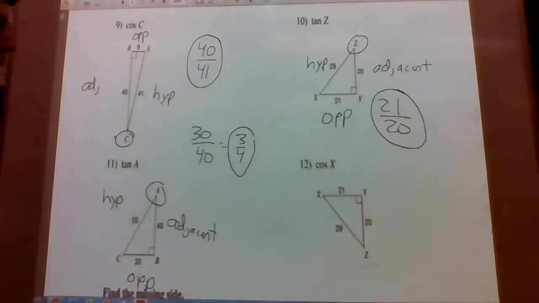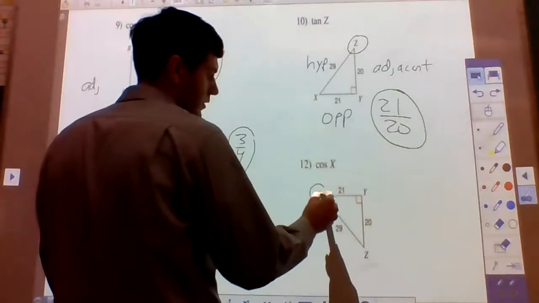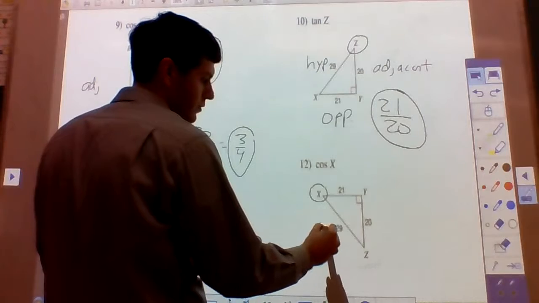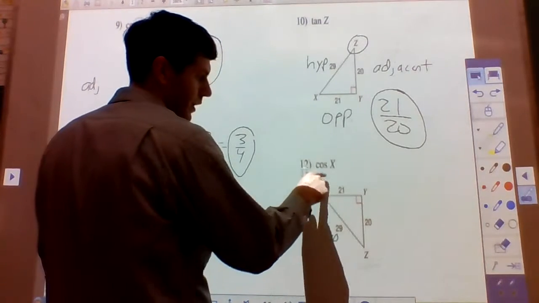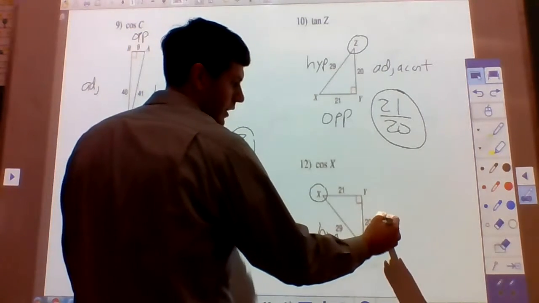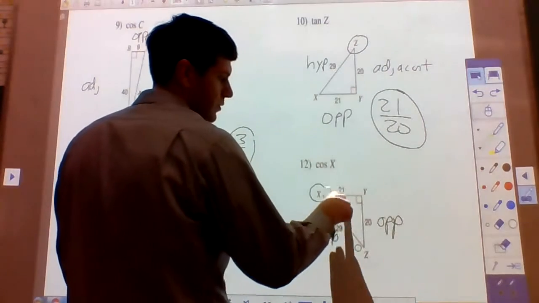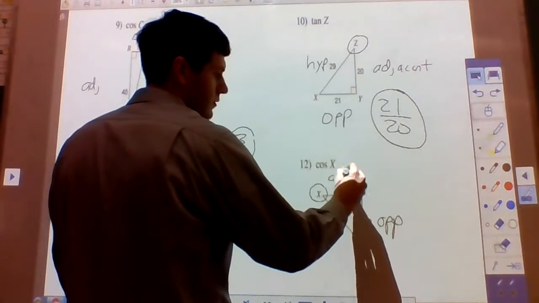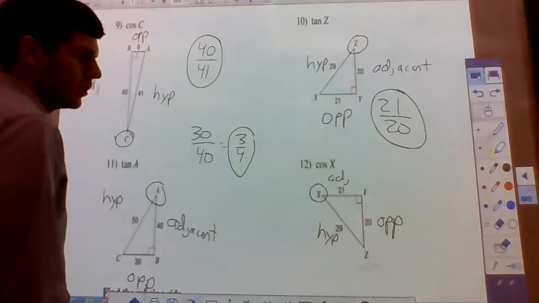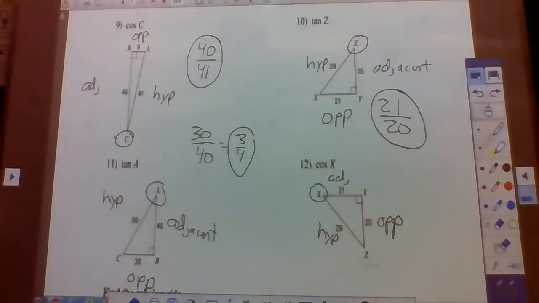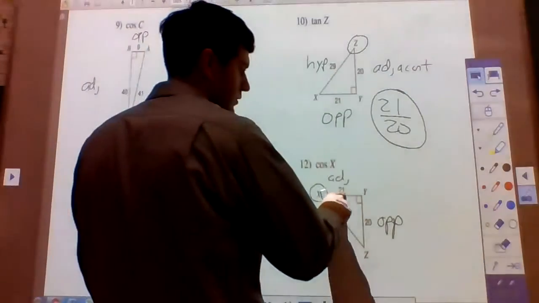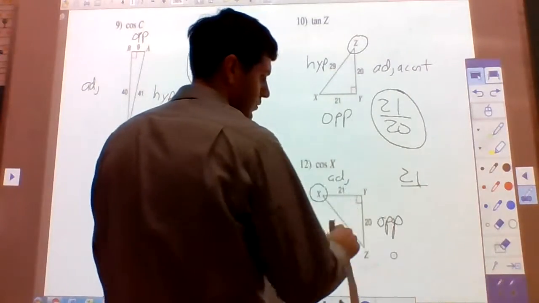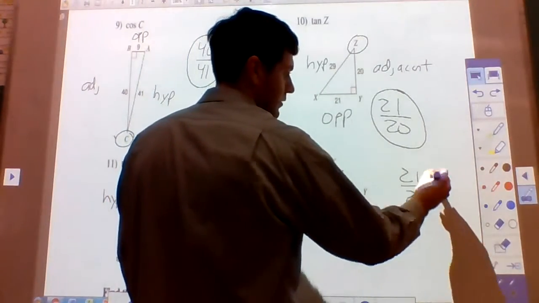All right, number 12, cosine of x. Okay, across from the right angle is the hypotenuse. Across from the angle we're looking at is the opposite leg. And the leg next to the angle is the adjacent side. Okay, cosine is adjacent over hypotenuse. So adjacent is 21, hypotenuse is 29.